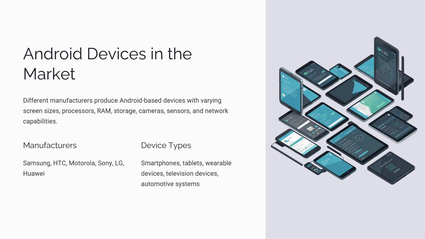Types of Android devices: Android can be used in smartphones, tablets, wearable devices, television devices, automated systems, and other embedded devices. The major advantage of Android is its ability to support different hardware configurations.